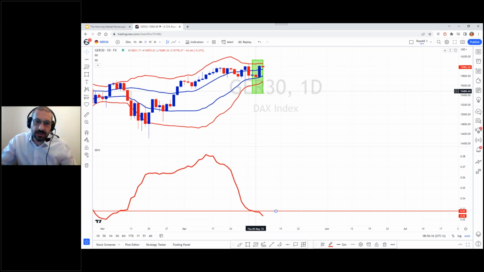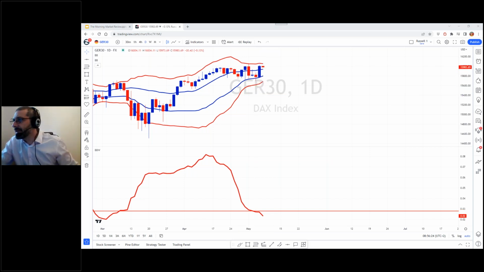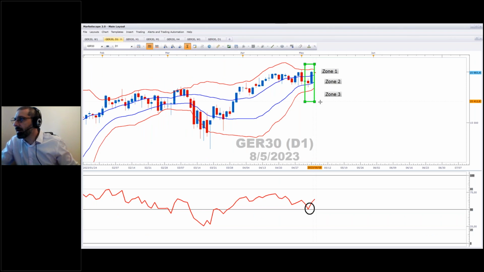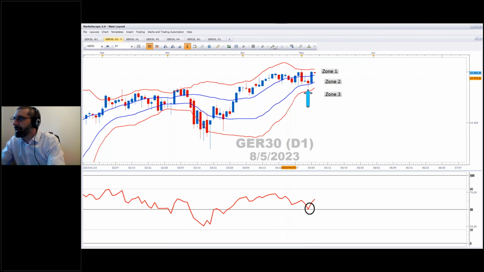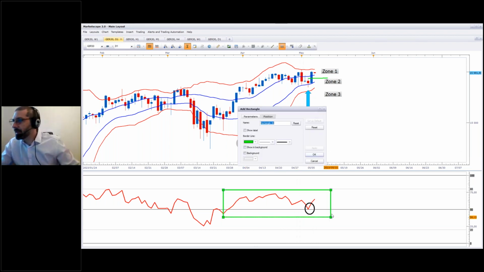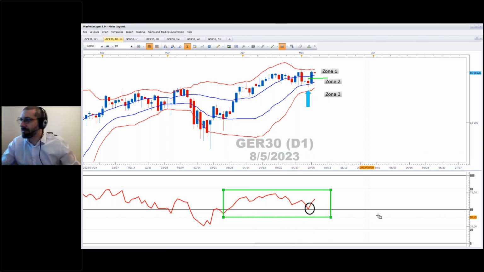Let's do the analysis on MarketScope. So we've got this big candle from last week on Friday. What we can do is put in an arrow here. Here's the reference candle, and here's the close above the reference candle's high. And what's happening with the momentum? The momentum's looking really interesting. Again, it's between 50 and 80.